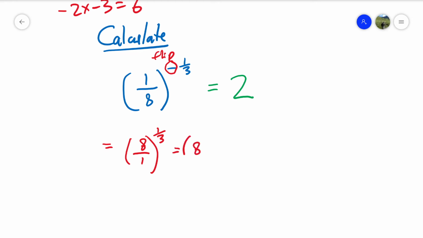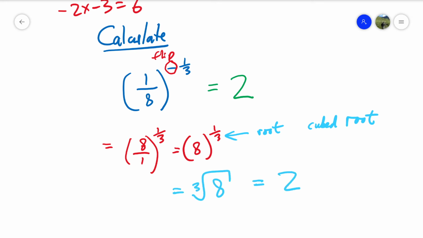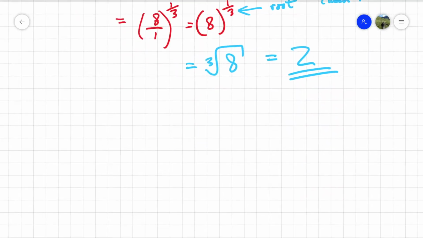That's just 8 to the third, because the over 1 doesn't matter in this case. It's a whole number. What does the third mean? The number is on the bottom, so it's a root. So that must mean cube root or third root, which means that's just going to be the cube root of 8, which is 2. So just carefully going through to get the right answer.